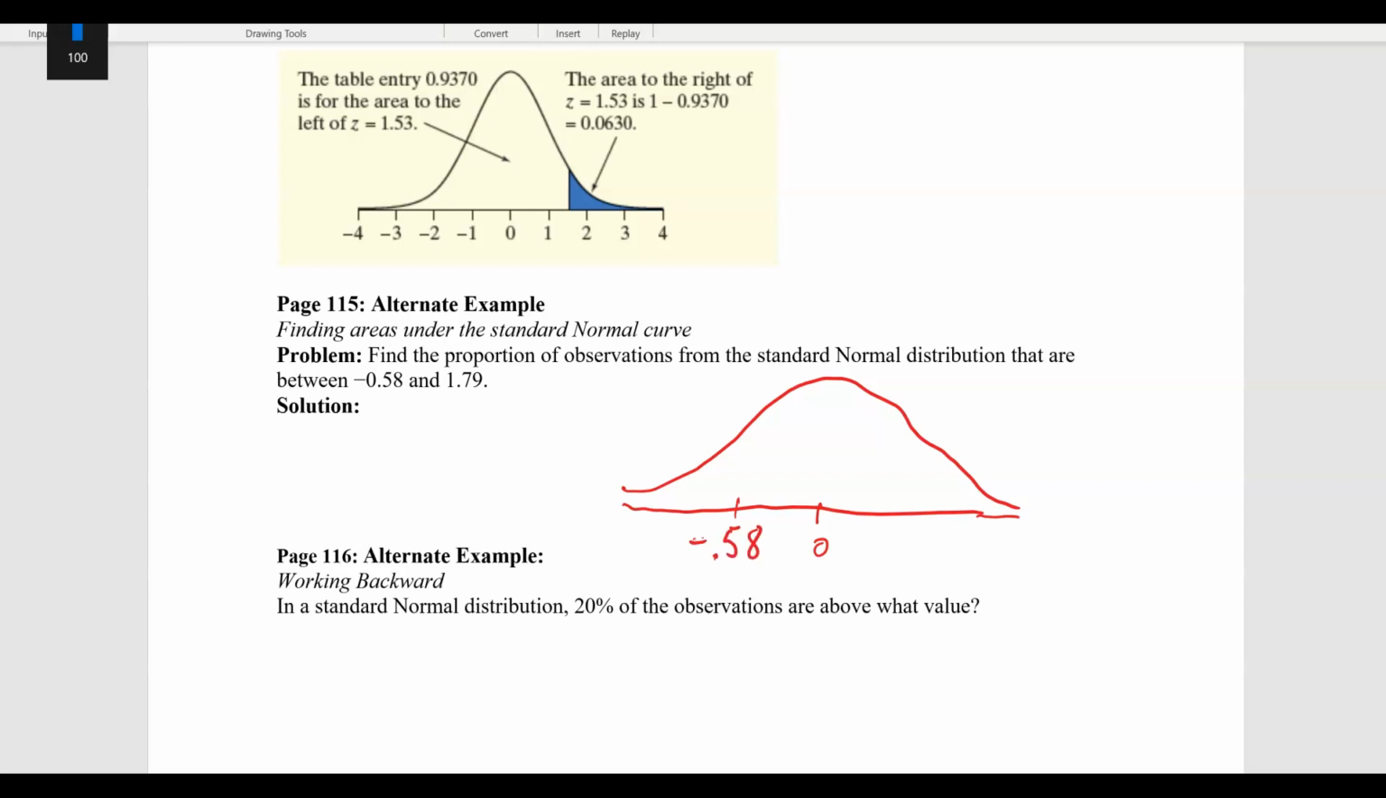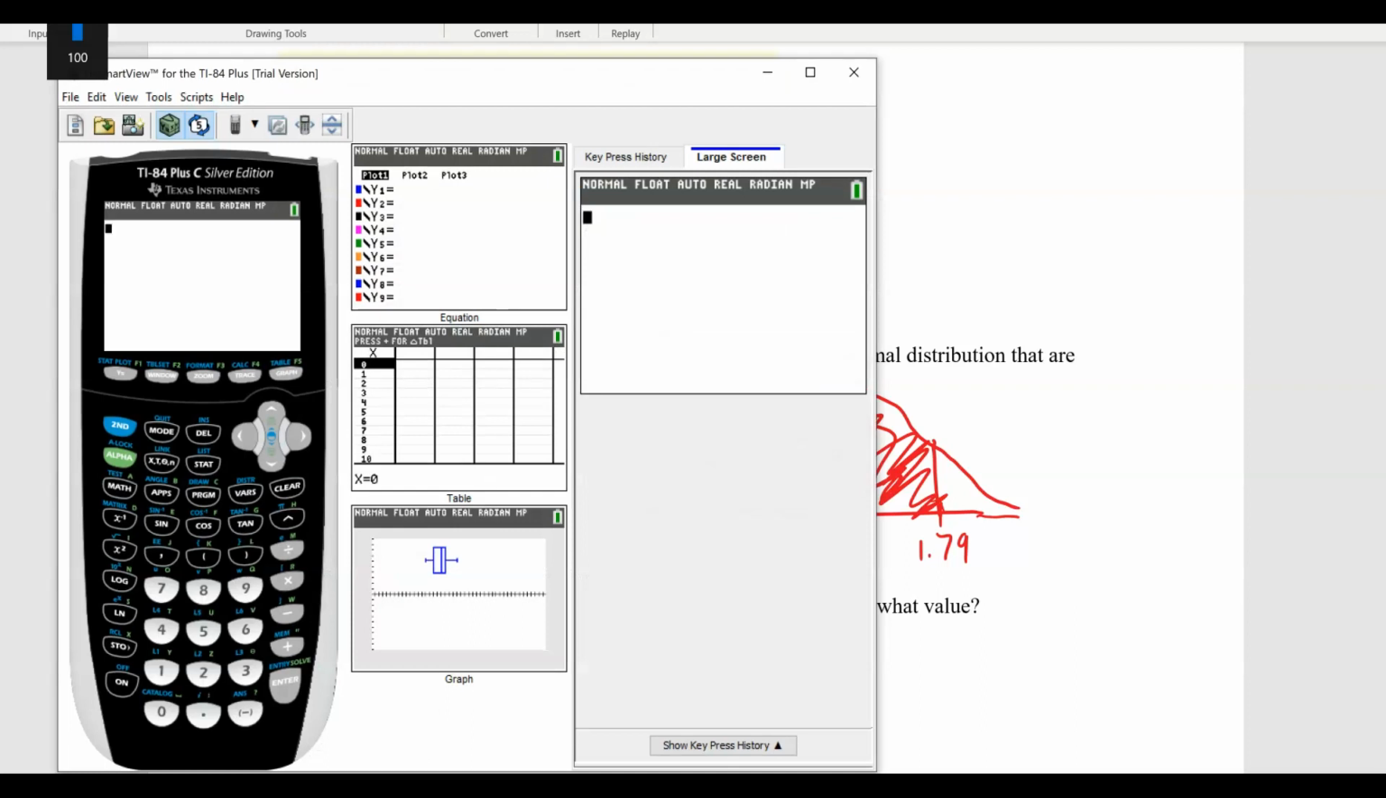In a world where you could do everything on paper for me, it might be different, but we're not going to go that route. And then I'm going to come up to 1.79. So this is not something that the 68, 95, 99.7 rule can do for me, right? It's not an even number of standard deviations above or below the mean. We're dealing with decimals. So I'm going to go to the calculator. You have an option on your calculator that will do this for you, okay?